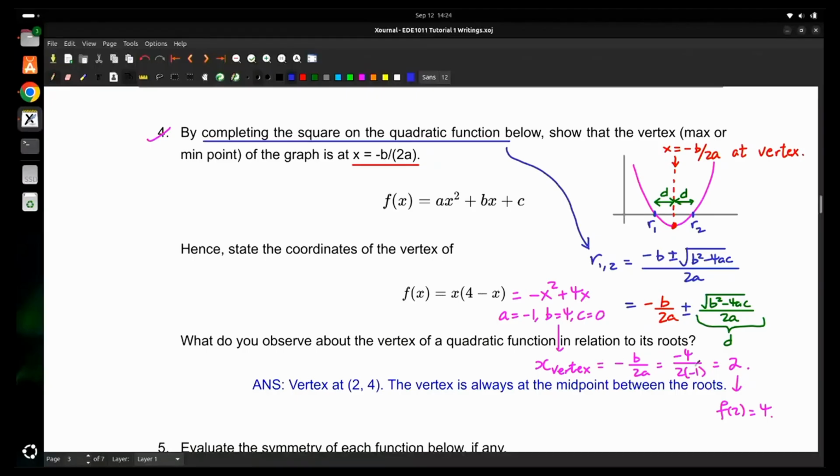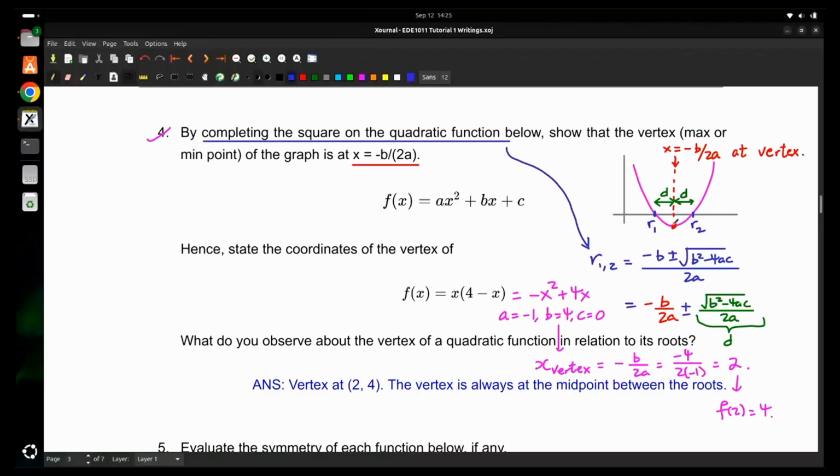So your vertex is really just 2. Then f of 2 is 4. So you just sub in 2, right? You get 2 times 4 minus 2. So that will give you 4. So (2, 4) is the vertex, is the point on the vertex here.